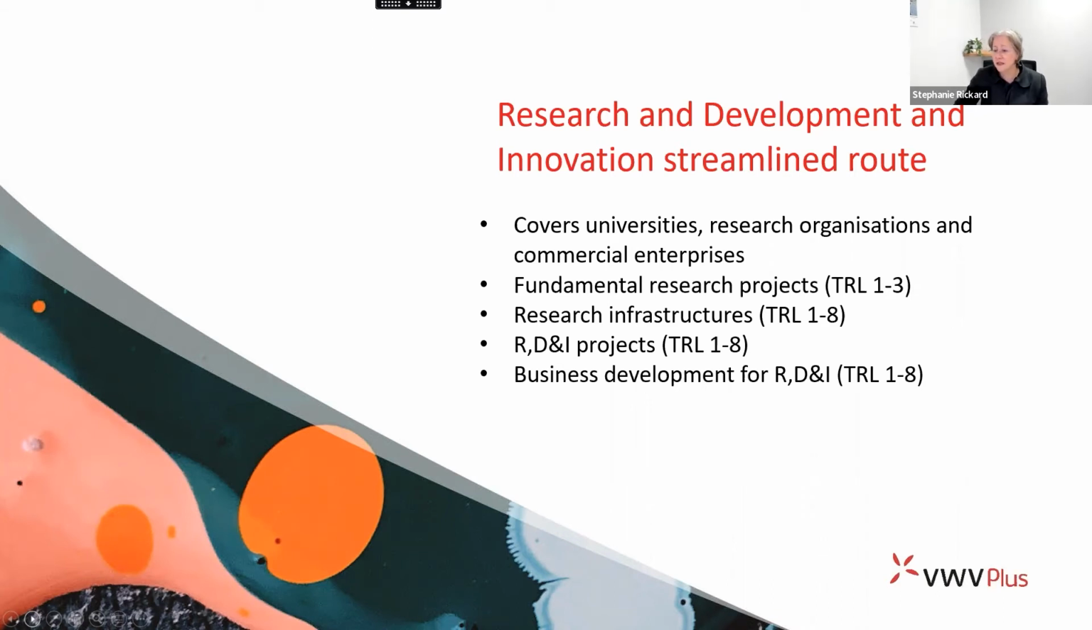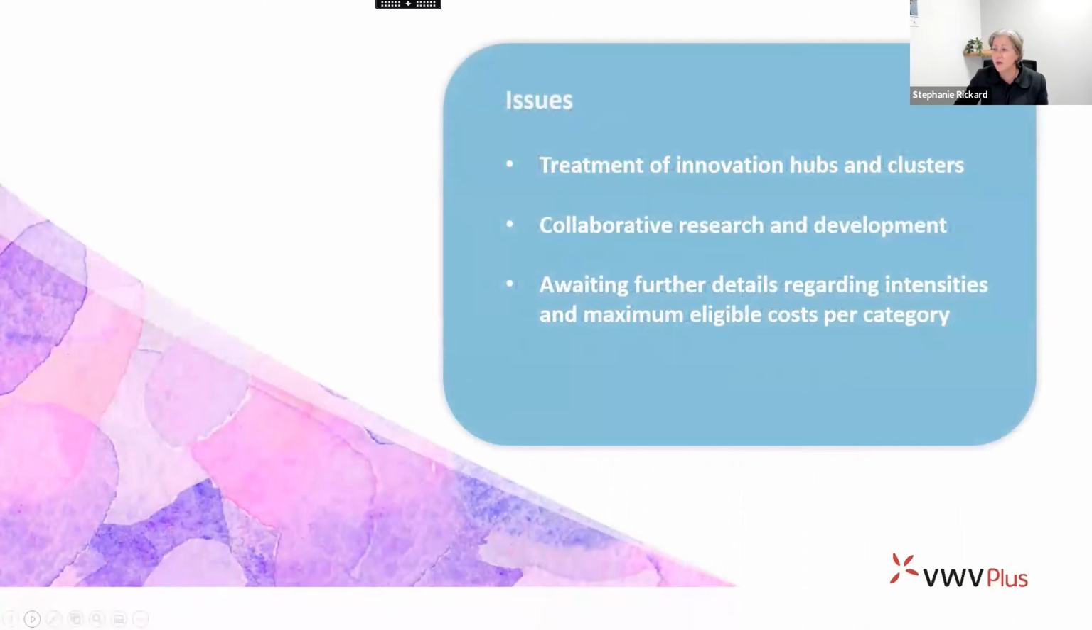However, on the next slide, I have identified some issues that come out of my interpretation of the streamlined route as it is. One is the treatment of innovation hubs and clusters, which was previously covered under the old GBER. There is no equivalent provision under the new streamlined route. Now, a lot of the activities carried out by innovation hubs and clusters will be covered, I think, by the category for business development.